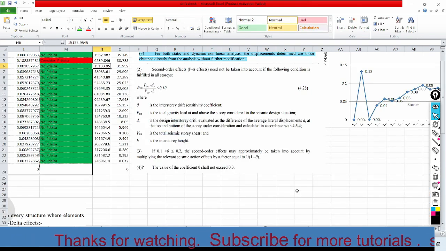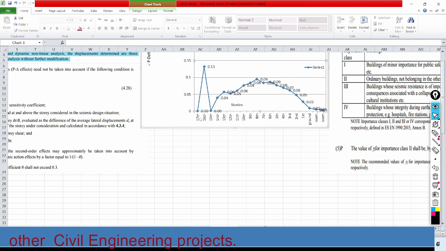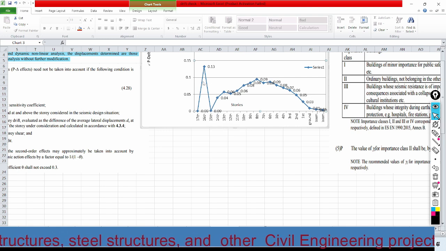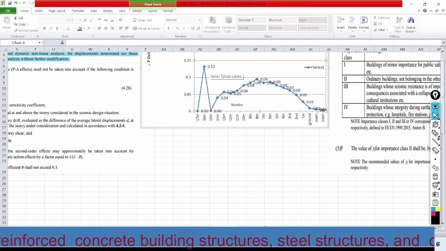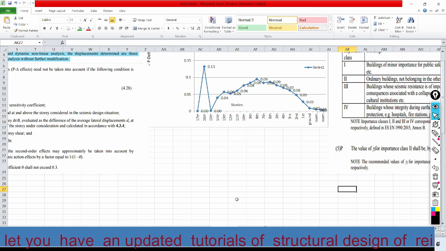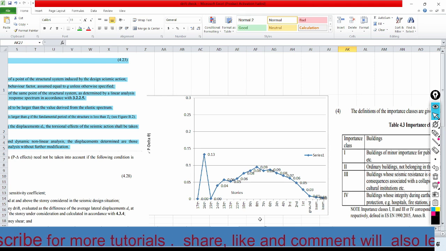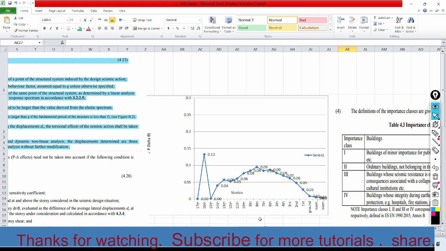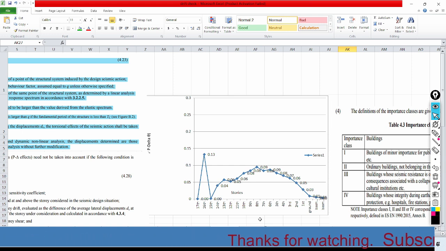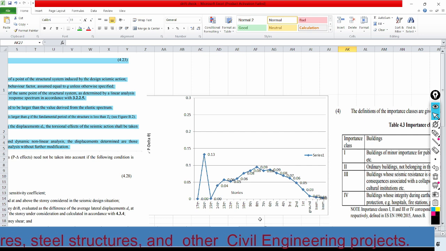Then when we come to positive x direction also, yeah, at the 16th story, the P delta is 0.13. So we need to consider the P delta effect in positive x and negative x direction. So it is difficult to consider the effect of P delta only in positive x and negative x direction. So we need to consider both axes, that means in positive x, negative x, positive y, and negative y direction.